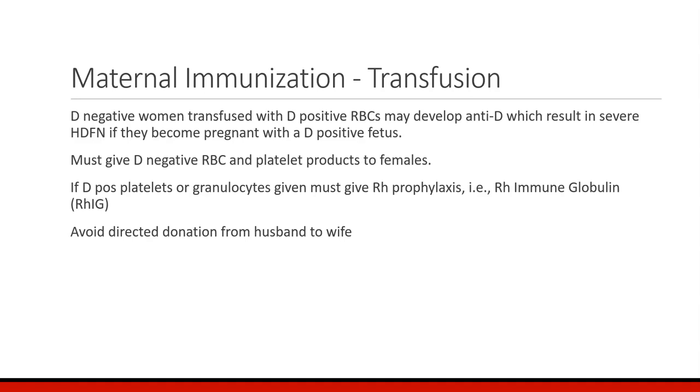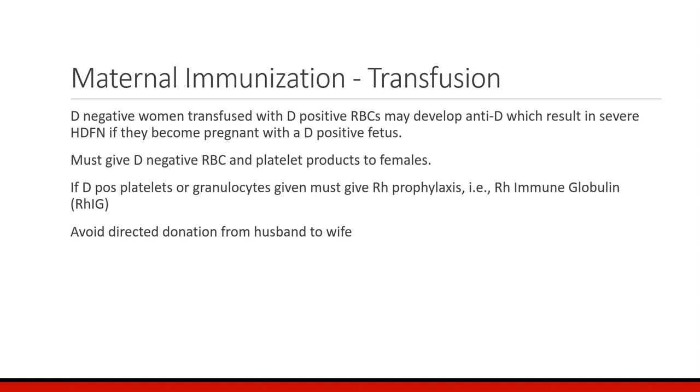If D-positive platelets or granulocytes are given, then we must give RH prophylaxis. It's a product called RH immune globulin, and we'll talk about that when we get to RH immune globulin. But in a nutshell, it's anti-D in a bottle. And so what we do is we shoot her up with anti-D, and those D-positive cells that are floating around are coated with this commercial anti-D, and they're destroyed before her body has an opportunity to recognize them as foreign.